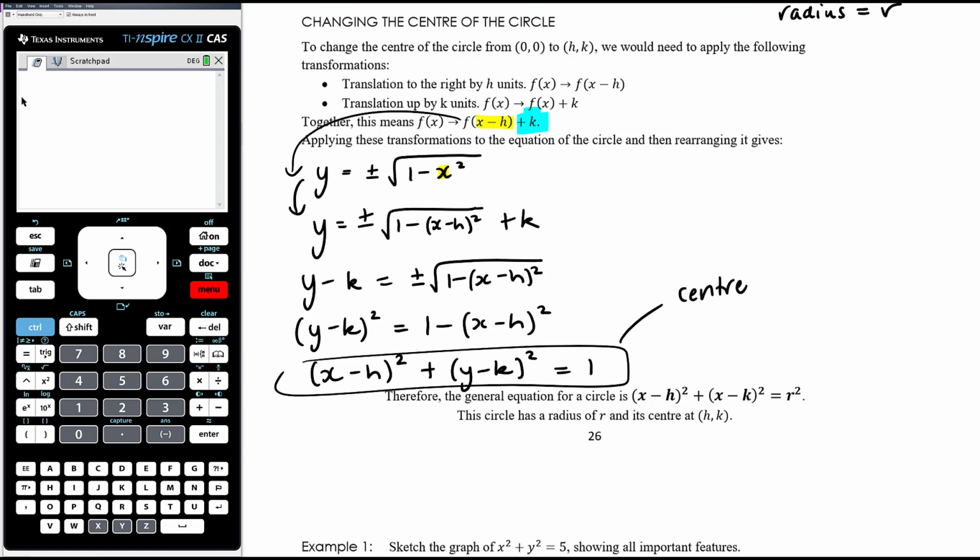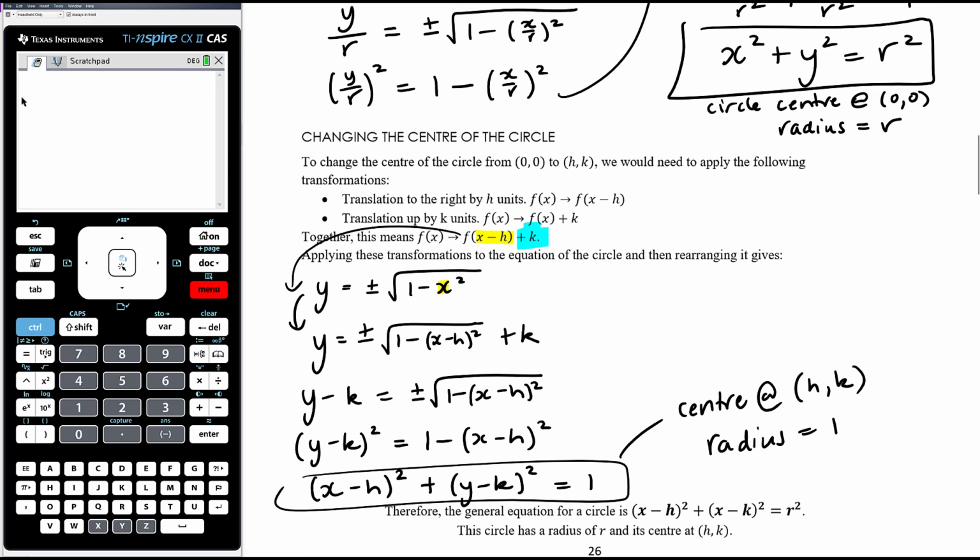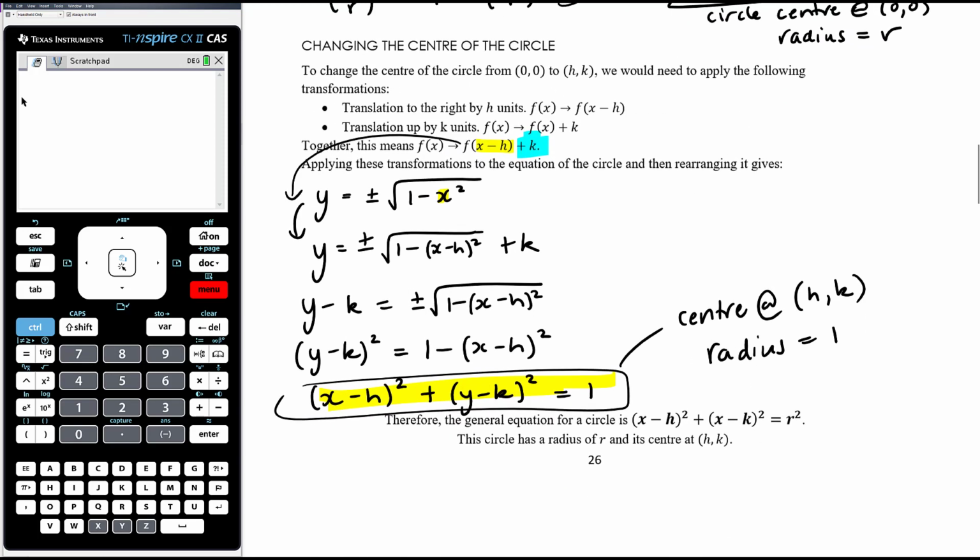If we've gone to the right by h and up by k, the centre is now at (h, k), and we haven't changed the radius, we just did the translations, so the radius is 1. If we combine these two things together, changing the radius and changing the centre, we get this: (x minus h) all squared plus (y minus k) all squared is equal to r squared is a circle with its radius at r and its centre at (h, k).